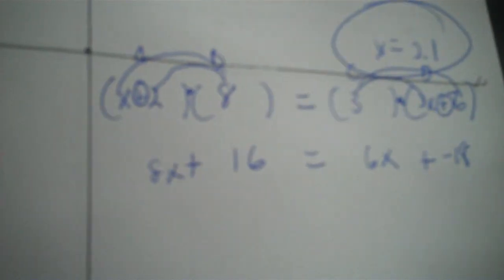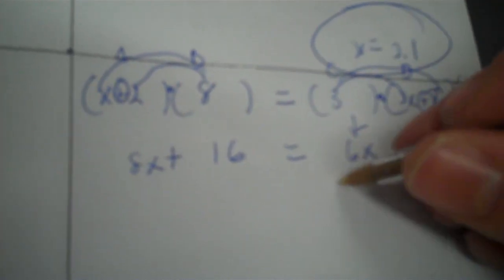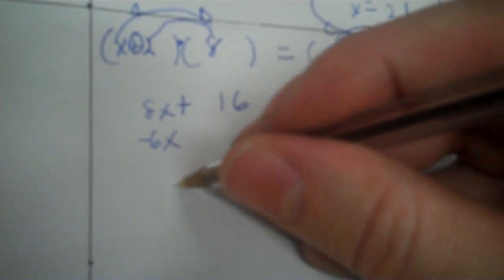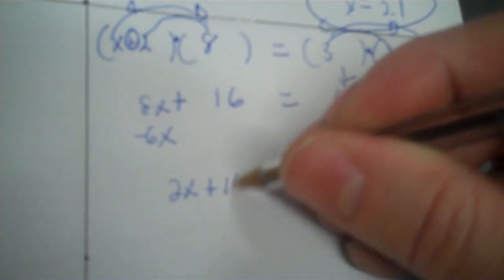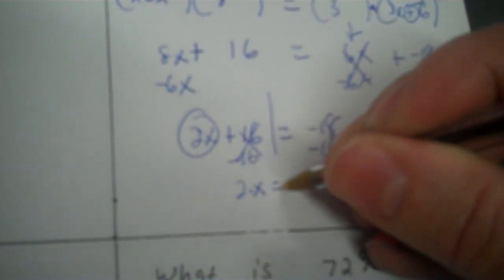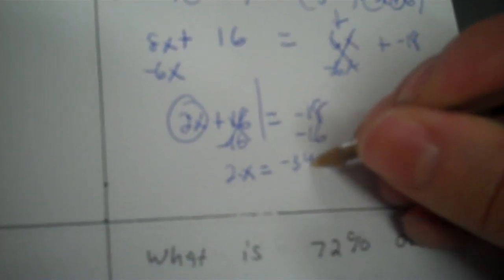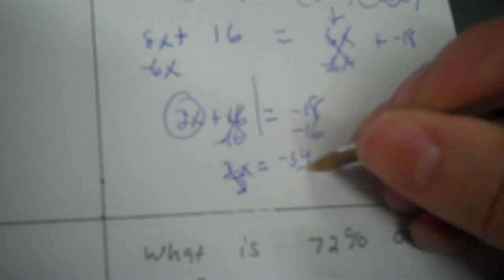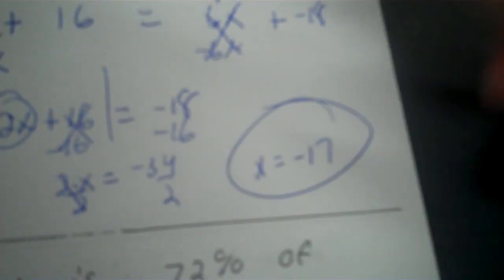Okay, so we have x's on opposite sides. Let's take out the smaller one. So I'm minus 6x from 8x. So that's 2x plus 16 equals negative 18. Now get the x by itself. You're just going to have to minus 16 and divide by 2. So it's going to be negative 34, divide by 2, divide by 2, and x equals negative 17.